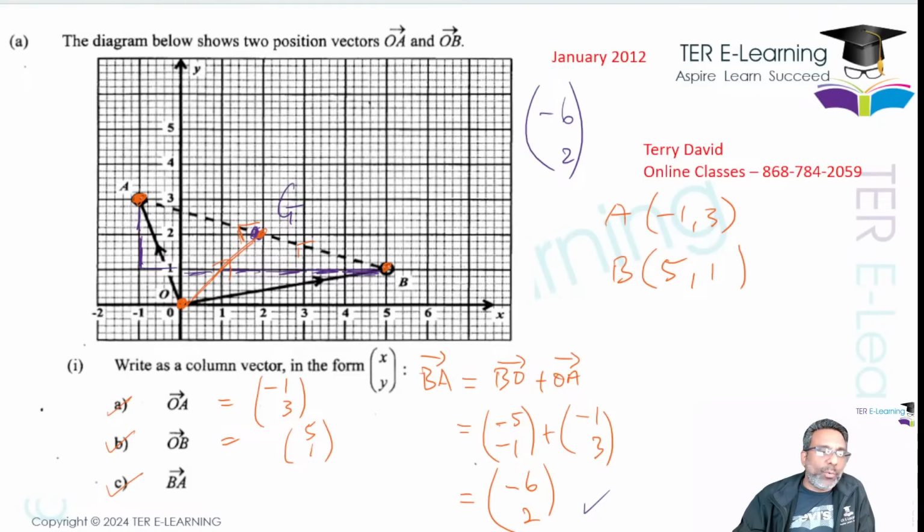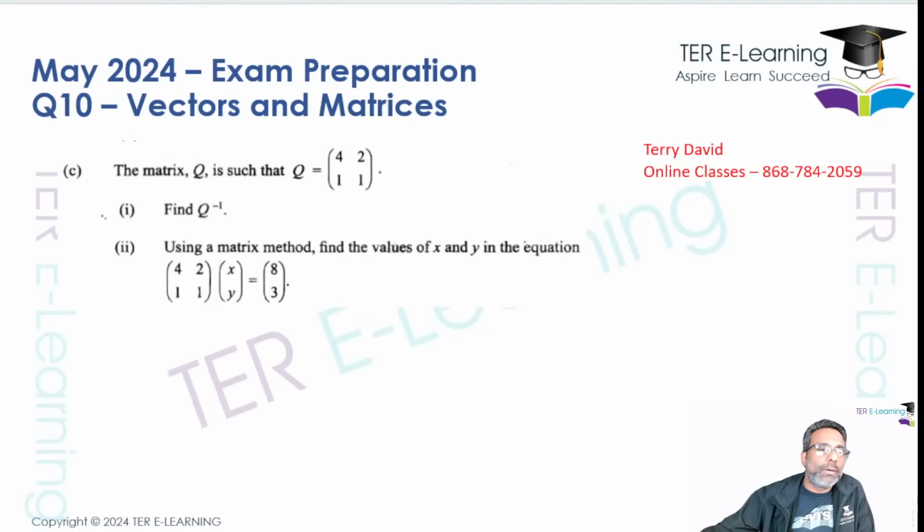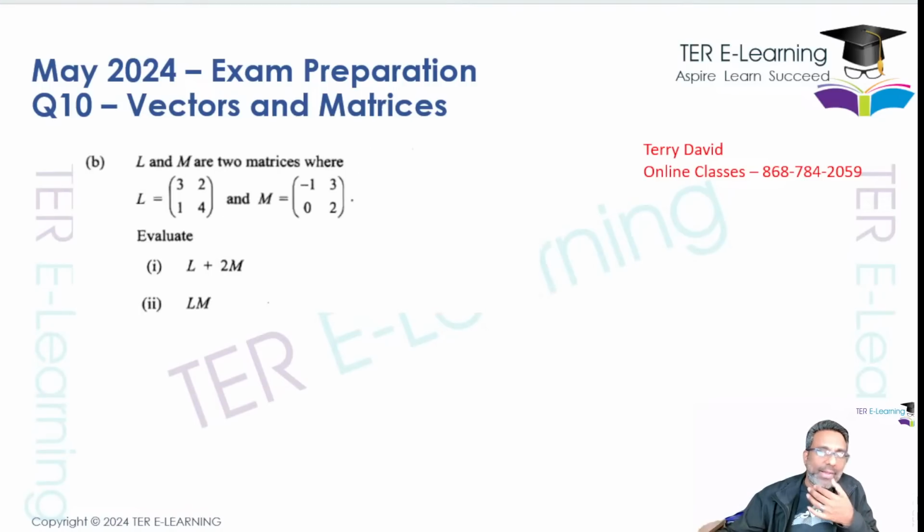Right, let's see what else we have here. So this next part is going to be a matrix part. Here's what we're going to do. They give us two 2x2 matrices, L and M. And the first part, we want to work out L plus 2M.